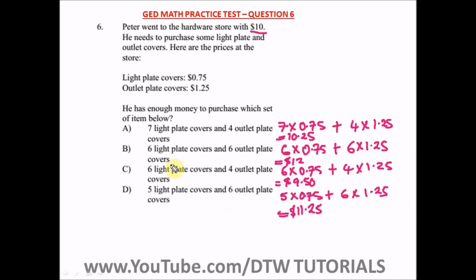So from these options, the one he has enough money to buy is option C. That is $9.50, which falls within the range of $10. So he has enough money to purchase 6 light plate covers and 4 outlet plate covers. So our right option is option C.